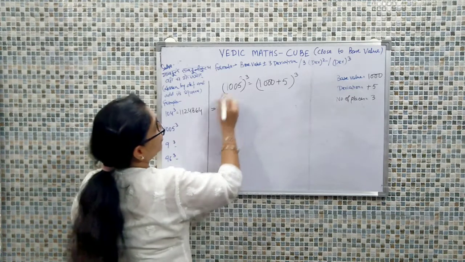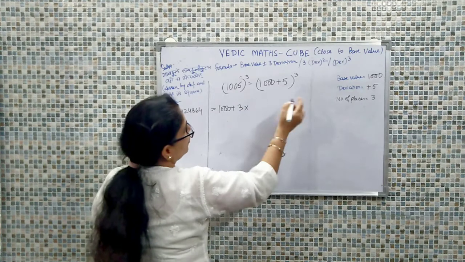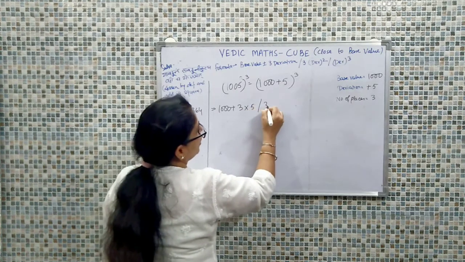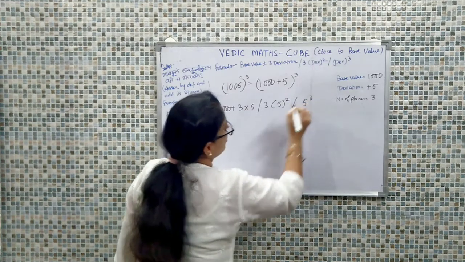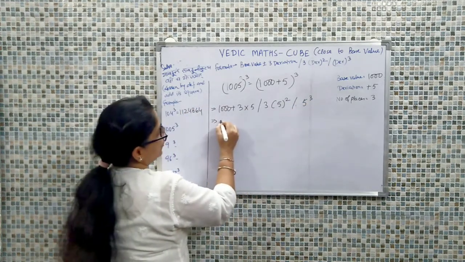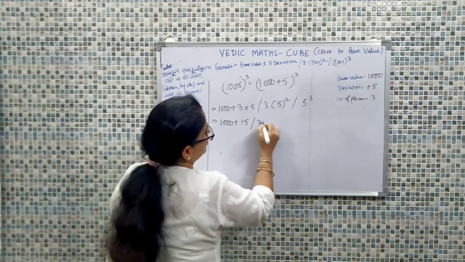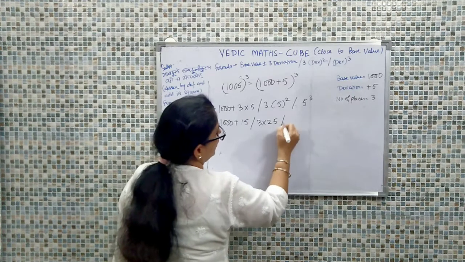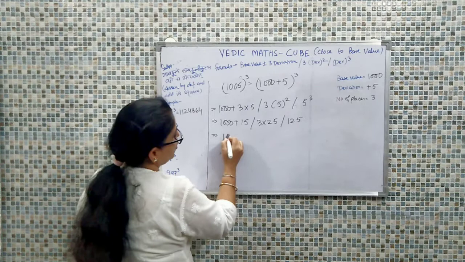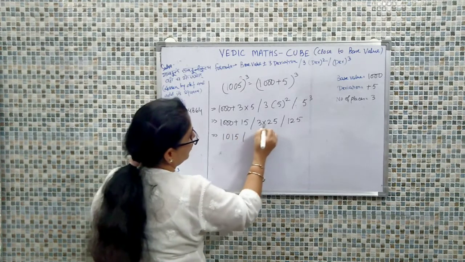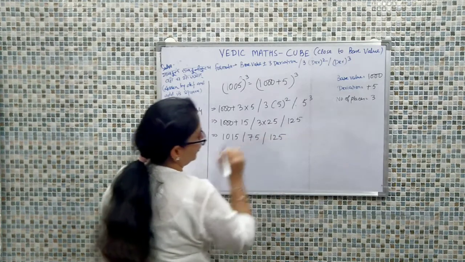Now utilizing the formula, we have base value plus 3 times the deviation oblique 3 times the square of the deviation oblique the deviation cube. Right. So we have 1000 plus 15. 5 fives are 25, 5 cube will be 125. So we have 1015, 3 twos are 6, 6 and 1 is 7, and 125.